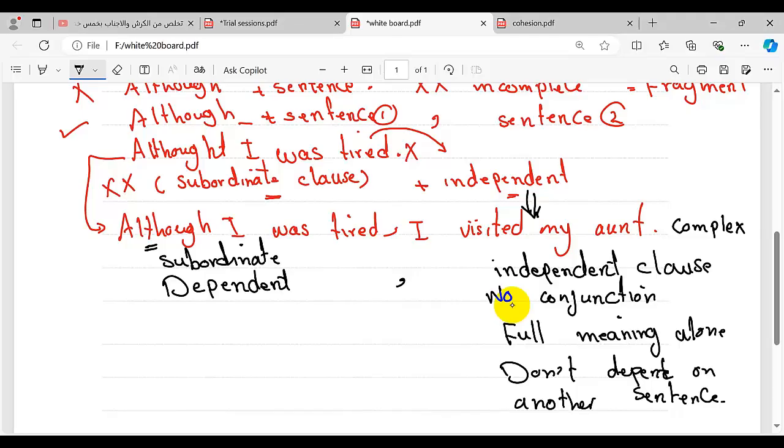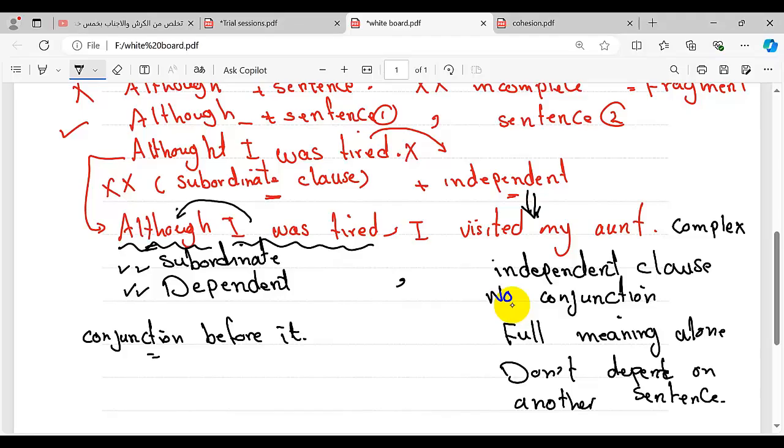On the other hand, the dependent or the subordinate clause includes a conjunction before it. Before the sentence there is a conjunction, like "although I was tired." So any sentence following a conjunction is named subordinate. Okay, number one, the dependent or subordinate sentence always has a conjunction before the sentence.